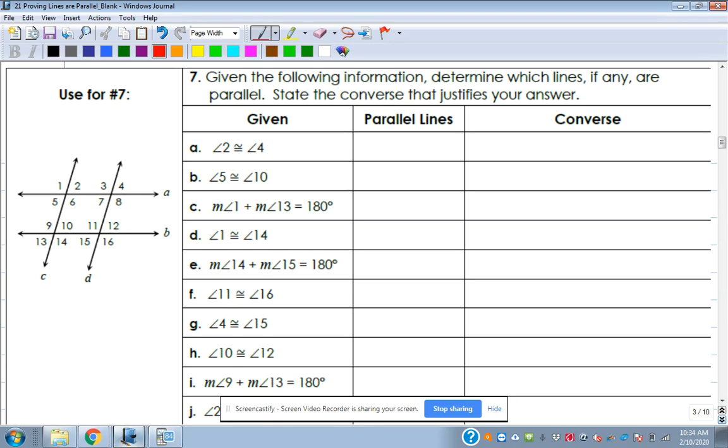So if angle 2 and angle 4 are congruent, what 2 lines become parallel? Angle 2 and 4 are here and here. Those are what kind of angles? Corresponding. What is the transversal? Line A is the transversal, so that's why C and D is the right pair. So C is parallel to D. If you can identify the transversal, it makes it a lot easier when they've got a bunch of lines in the picture. And then that would be the corresponding angles converse.